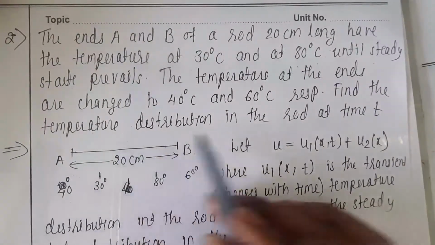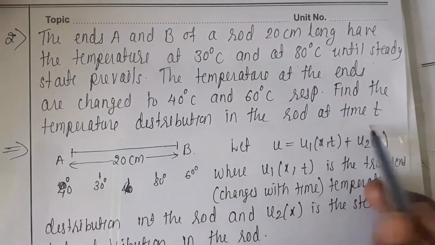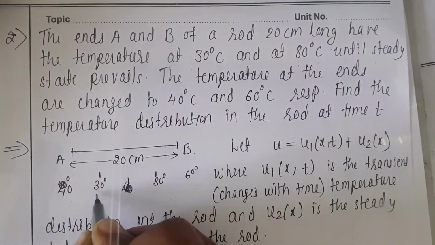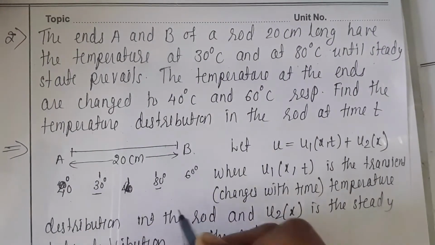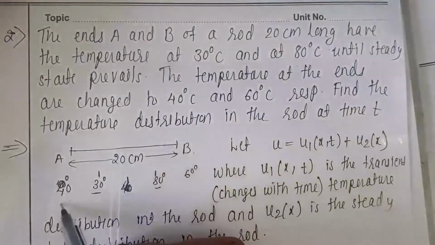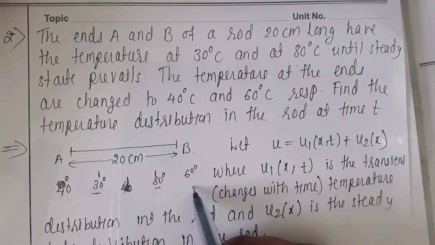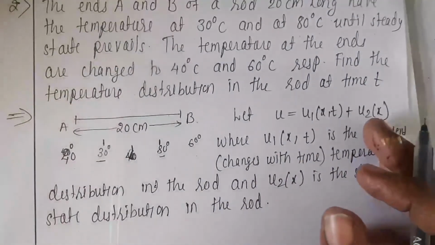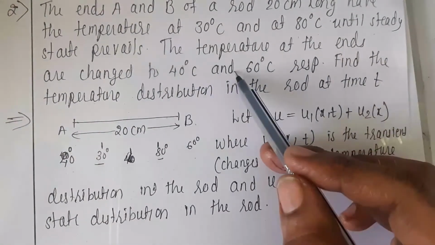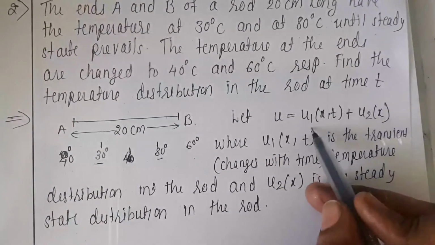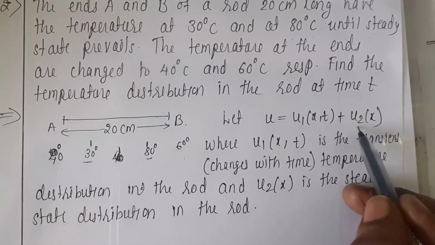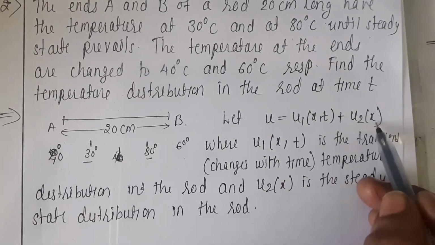So find the temperature distribution in the rod at time t. Means before getting converted into steady state, the temperature recorded as 30 degree and 80 degree. But after coming to the steady state, the temperature at the end points are 40 degree and 60 degrees Celsius. So here we have two types of temperature. One is temperature that changes with the time and another is steady state temperature. The temperature that changes with the time can be written as u1 of x, t and the temperature which does not change with time can be written as u2 of x.